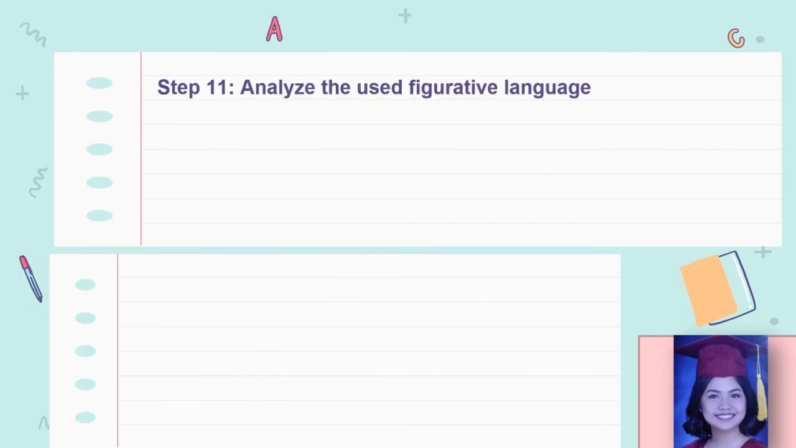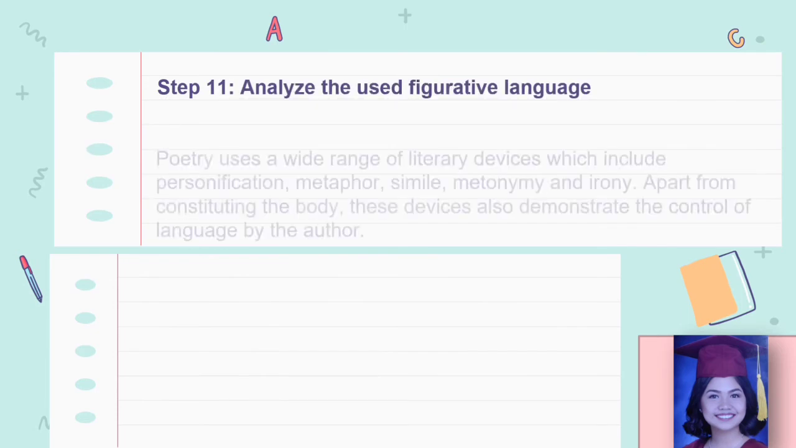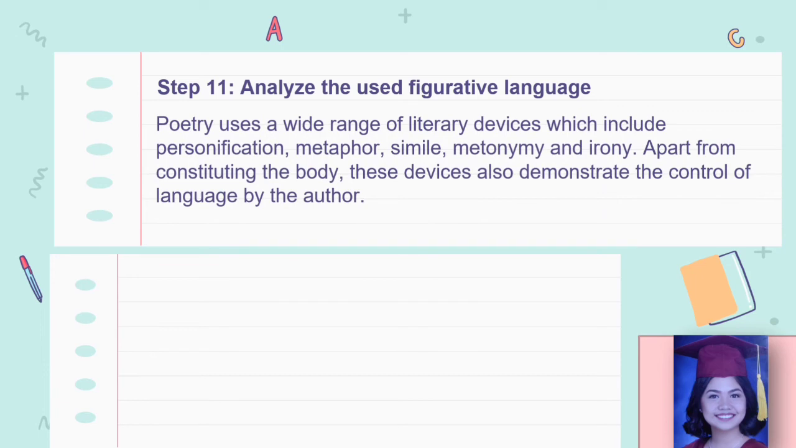Step 11. Analyze the use of figurative language. Poetry uses a wide range of literary devices, which include personification, metaphor, simile, metonymy, and irony. Apart from constituting the body, these devices also demonstrate the control of language by the author. Therefore, it is highly important that you evaluate and analyze the use of figurative language in the poem.